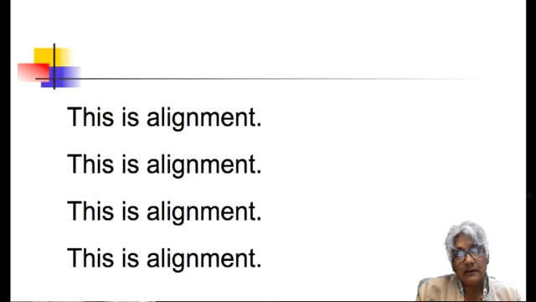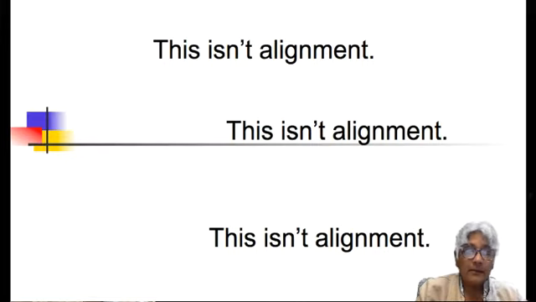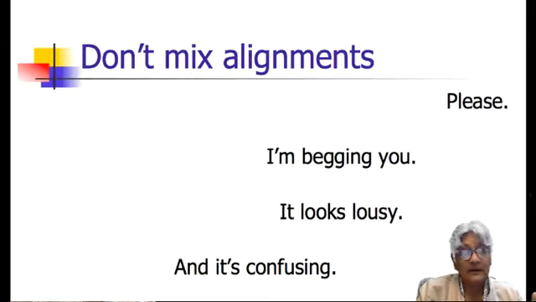So this is alignment. This is not alignment. In one, it's easy to see how the information goes from top to bottom, from left to right. In this case, we are not quite sure which one we are supposed to read first. This is not alignment either, and here it's specifically confusing because the text that is furthest to the left is the last line, so you're reading it kind of backwards. It looks lousy. I'm begging you, please. So it should go, please, I'm begging you. It looks lousy and it's confusing.